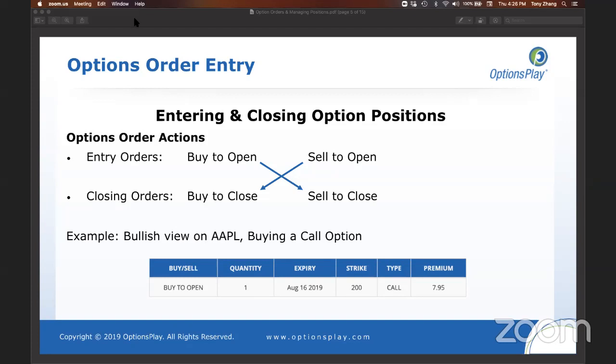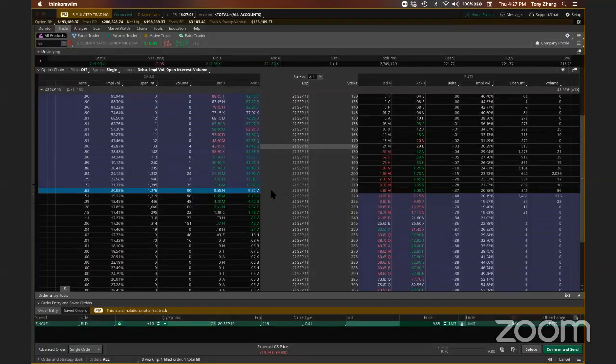So again here, if I have a bullish view on Apple and I'm looking to buy a call option, these are the parameters that I want to follow and enter exactly into my broker's platform. Now, I will say that most platforms, when you're analyzing a trade off of an option chain or using some kind of analyzer, most brokers will pre-fill a ticket for you. So all you have to do is click on the option, and your broker typically will already pre-fill that ticket for you.